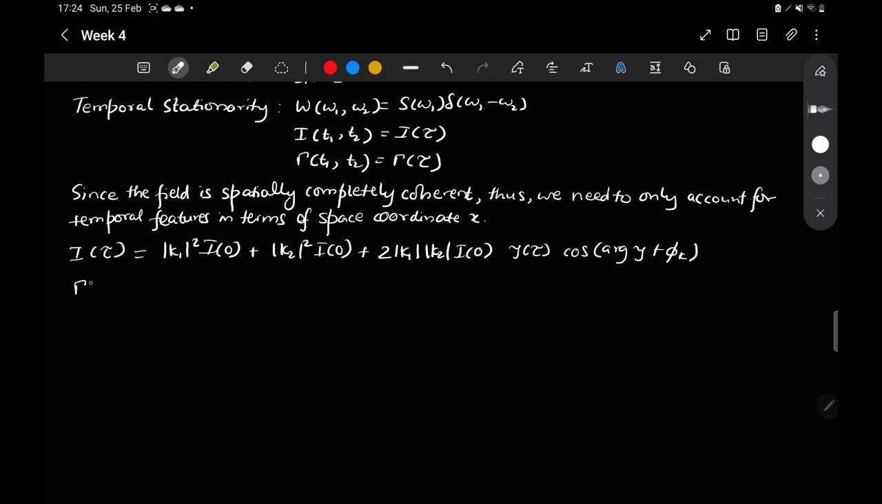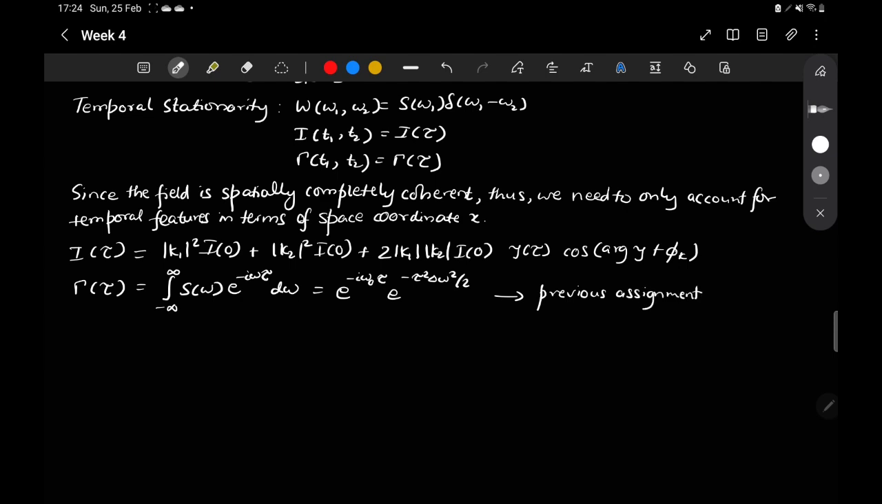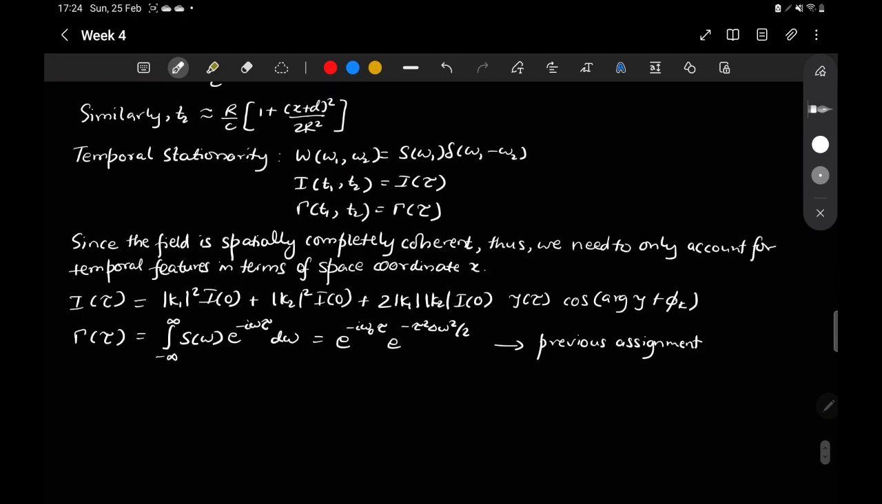Now, the cross correlation function will be given as the Fourier transform of the cross spectral density function, and upon integrating, we get the following result. This result comes from the previous assignment. Please go and check that assignment for this result.